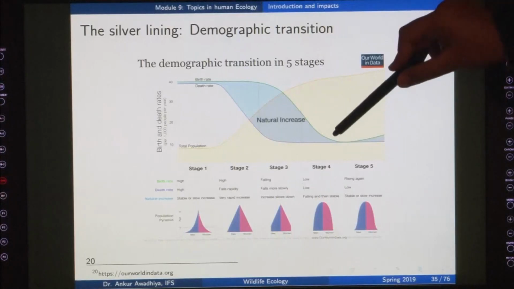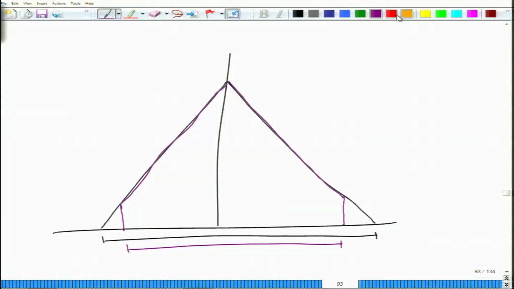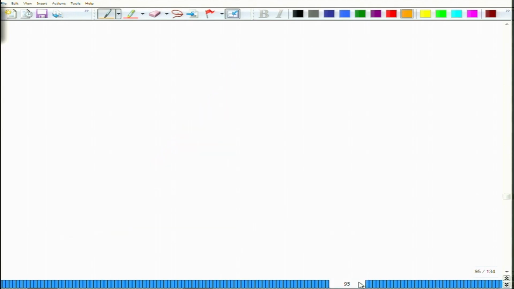Now in the fourth stage, when you have a low birth rate and a low death rate, what is happening is that after having this particular shape of the curve, now what the society is trying to do is to convert it into a shape that looks like this.